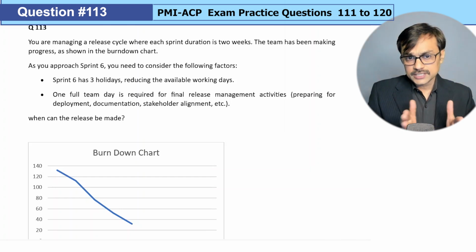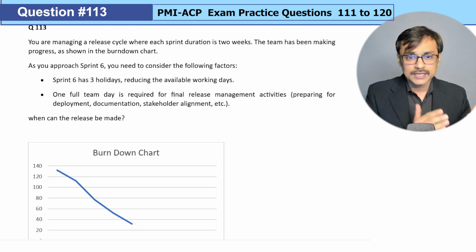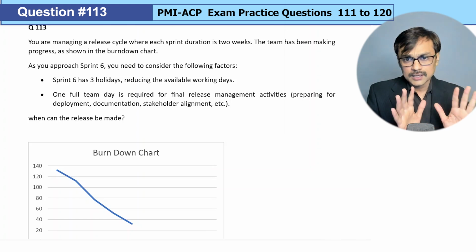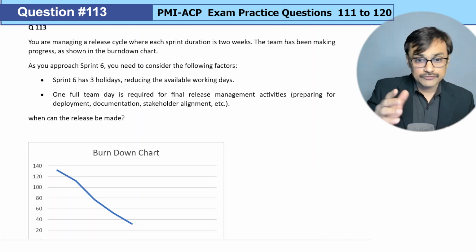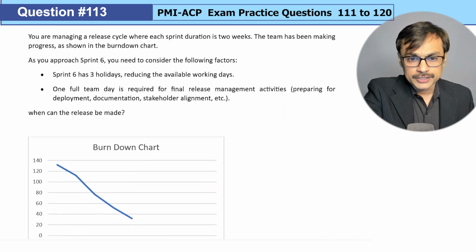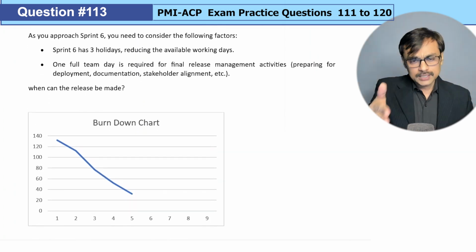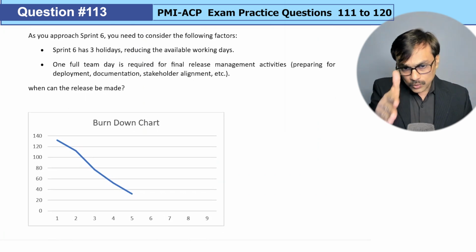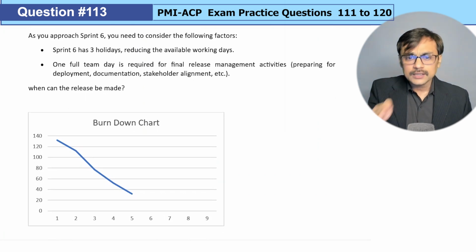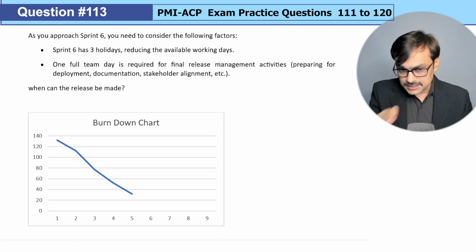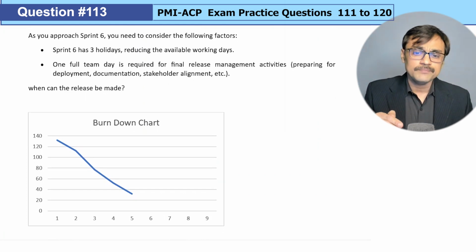Okay, so the question seems to be that I have a burn down chart and I want to predict when this release can be made, and each iteration is 2 weeks in duration, and there is some information. Let's see the burn down chart a little bit more closely. Here I see the burn down chart is pretty smooth. If I just go with this trend, I should be hitting near the sixth iteration or a little bit beyond that. That's something I can see in the trend.